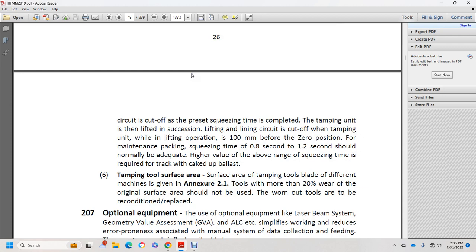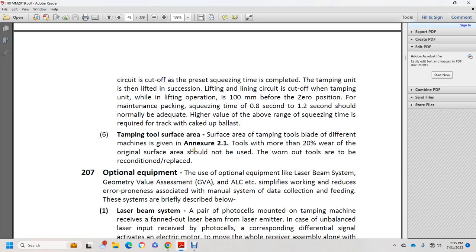6. Tamping tool. The surface area of the tamping tool blade for the different machines is given in Annexure 2.1. A tool with more than 20% wear of the original surface should not be used; worn tools are to be reconditioned or replaced.